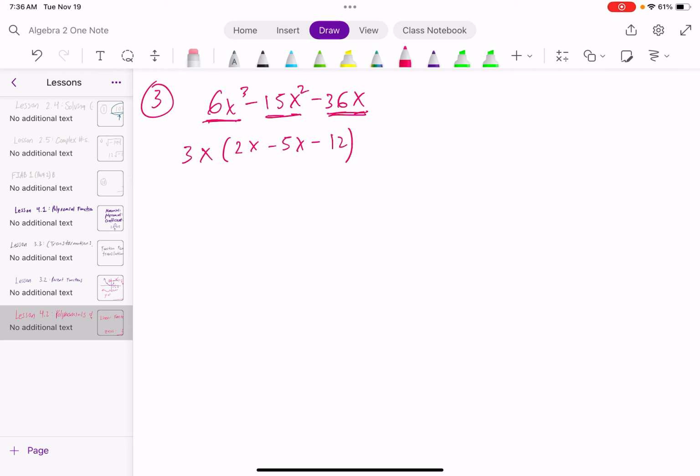And then you do the same thing to the inside. This is your A, B, C. And do your x, A times C over B. Your 2 times negative 12 is negative 24. B is negative 5. 8 times 3 is 24. I want it to be negative. So those are your results.